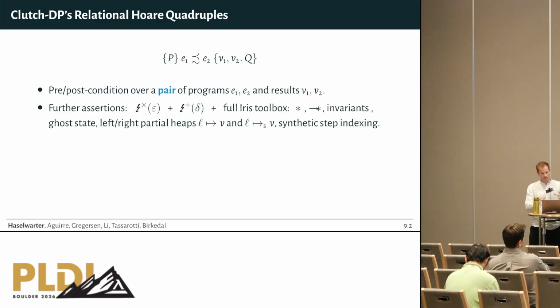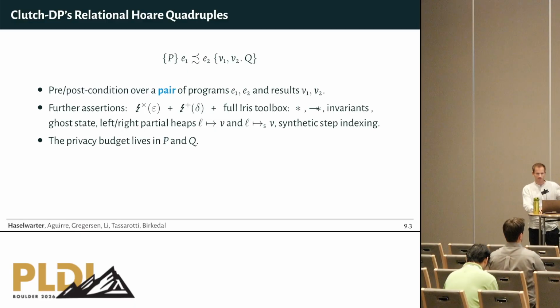So that's the central reasoning assertion for programs. Besides that, you get the privacy credits that I already mentioned in the assertion language and the full Iris toolbox. So you get the standard separation logic, you get impredicative invariants, you get higher-order ghost state, including, for instance, partial heap ownership. You can use synthetic step indexing to reason about recursive programs. So it's quite an expressive setting.